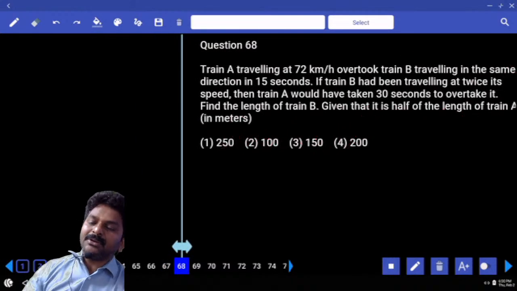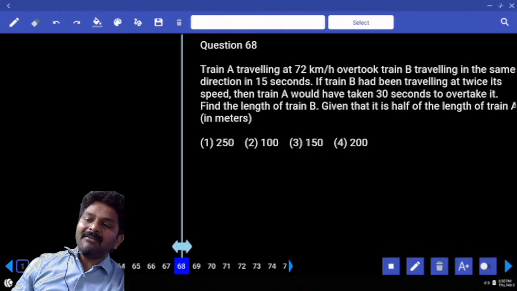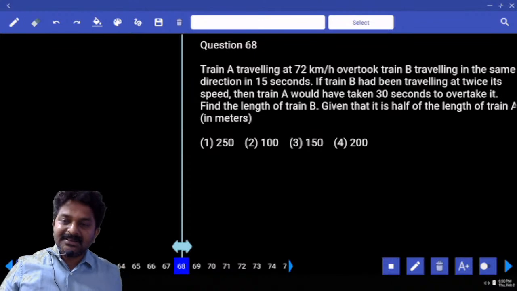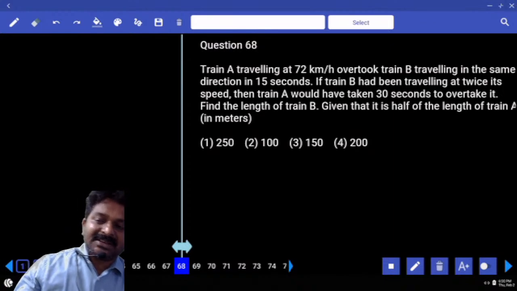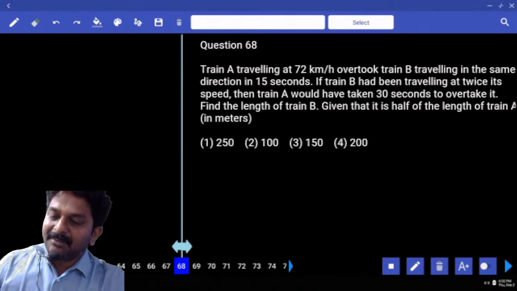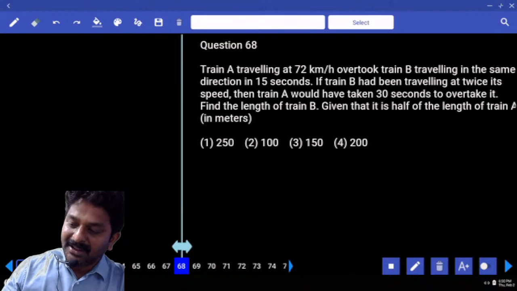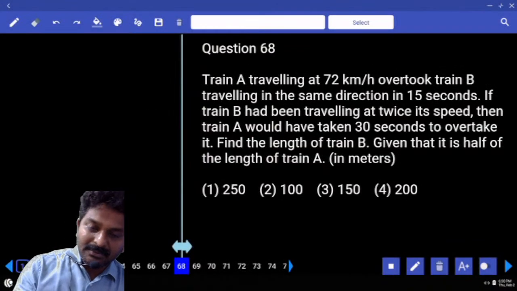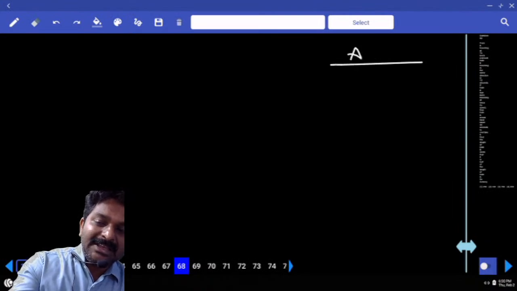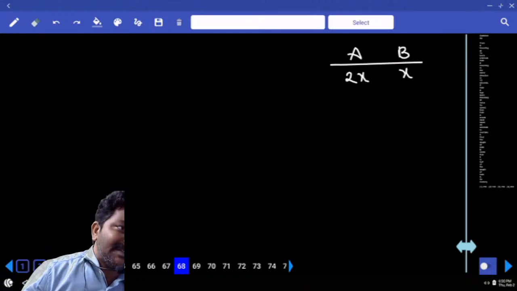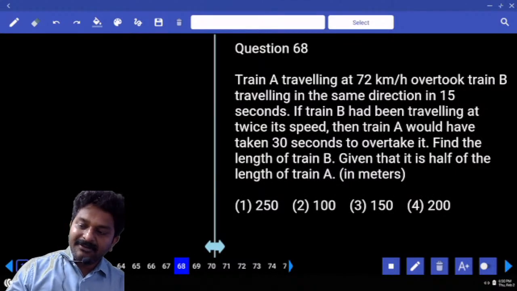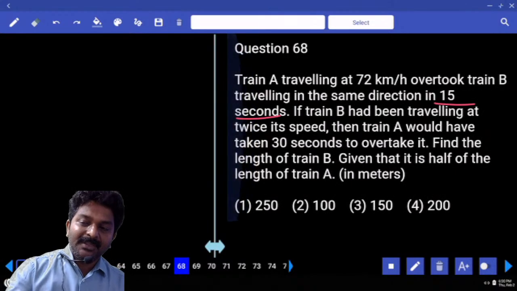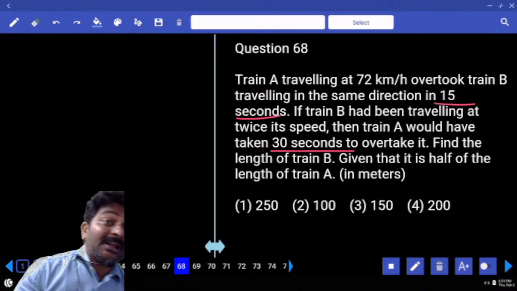Train A traveling at 72 km per hour overtook train B traveling in the same direction in 15 seconds. If train B had been traveling at twice its speed, train A would have taken 30 seconds to overtake it. Find the length of train B given that it is half the length of train A. Okay. So now, if the length of train A is 2x meters, the length of train B becomes half, which is x, correct? How many different cases were given here? 2 cases. First case it is taking 15 seconds. Second case it is taking 30 seconds.